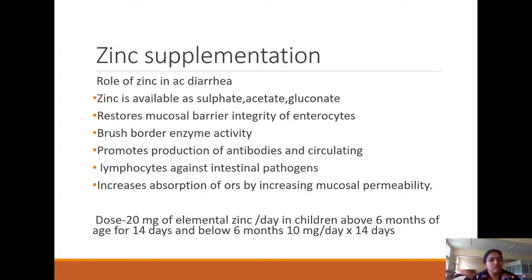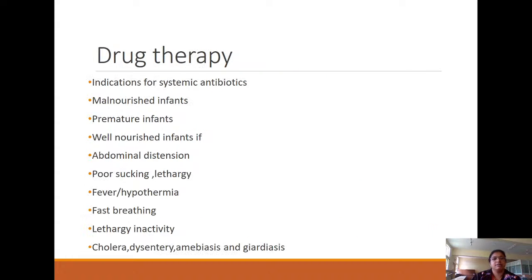So the dose of elemental zinc, you have to see elemental zinc because it is available in various salts. It is 20 milligrams of zinc per day above 6 months of age for 14 days, and below 6 months it is 10 milligrams per day for 14 days.